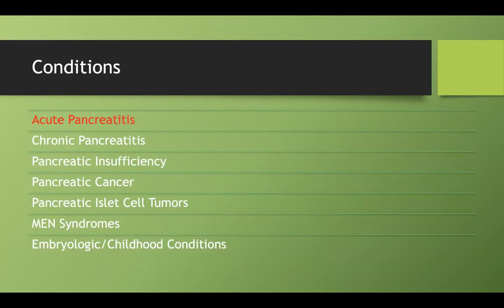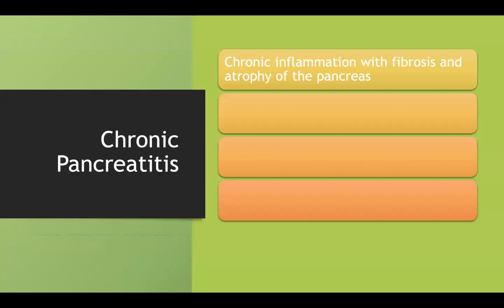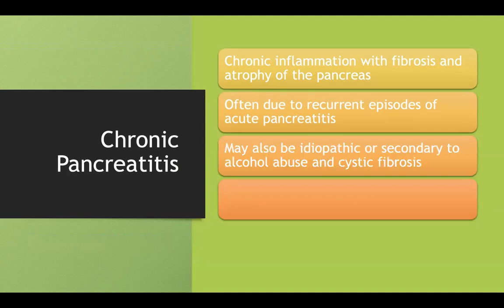Now we're going to move from acute pancreatitis to chronic pancreatitis. So in chronic pancreatitis, we have chronic inflammation, and as we've seen in a few other conditions, that chronic inflammation can lead to fibrosis and ultimately atrophy of the pancreas in this case. As you might have thought, chronic pancreatitis is often due to recurrent episodes of acute pancreatitis, but it could also be idiopathic or secondary to things like alcohol abuse or cystic fibrosis.